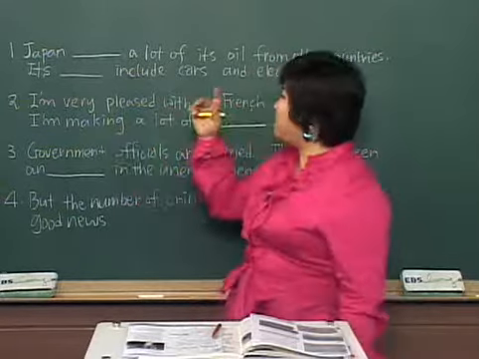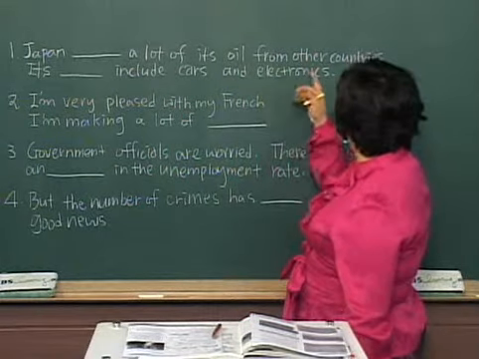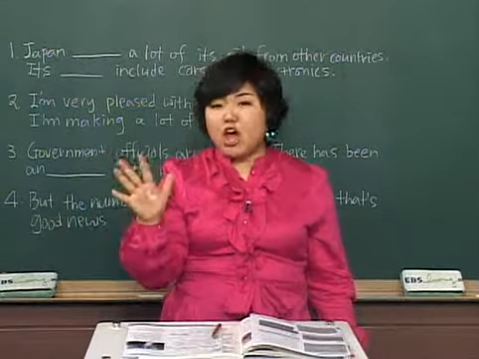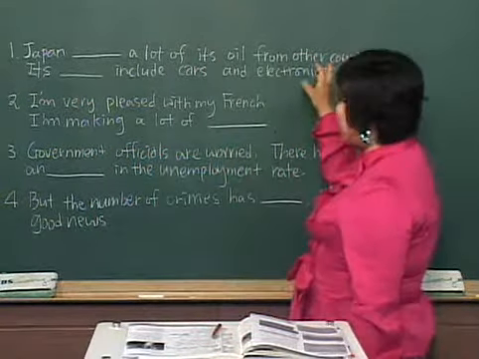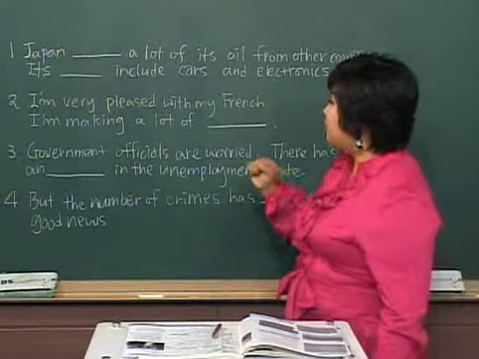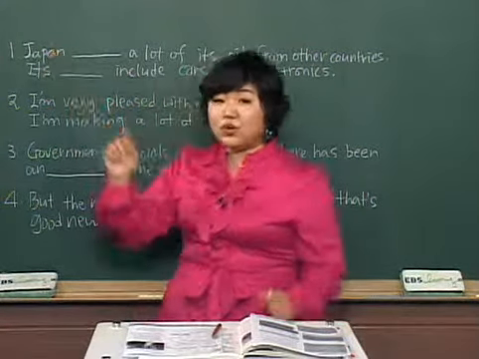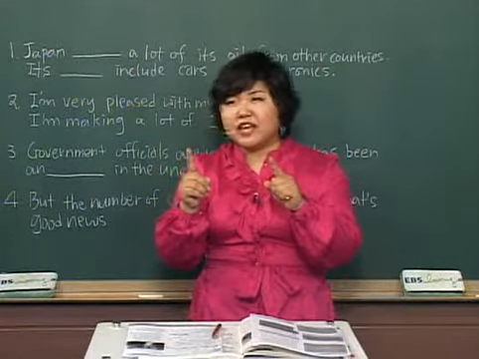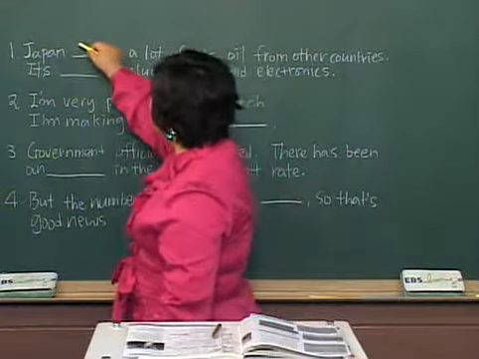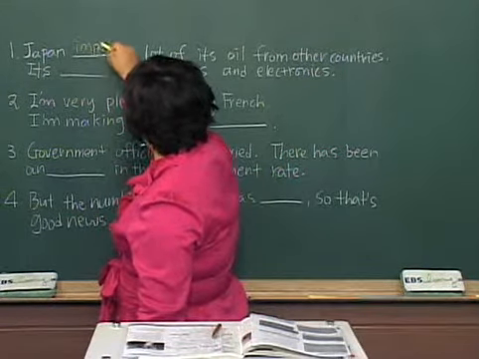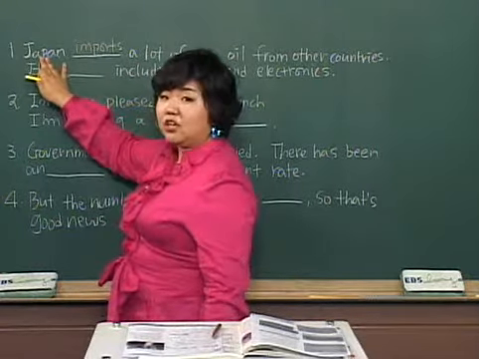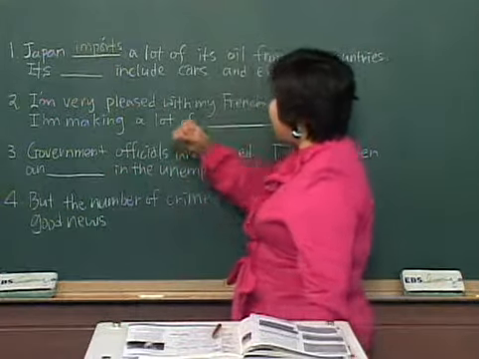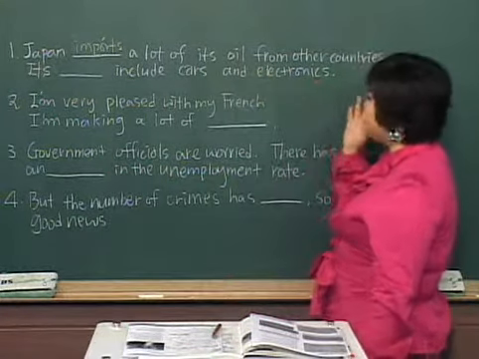Okay, number 1, Japan. A lot of its oil from other countries. Think about it. Is Japan an oil producing country? No. So, Japan, it imports, right? So, Japan is a subject here, and you need a verb, right? So, when it comes to verb, import is pronounced like import, right? So, you have to put imports, since it's a singular, right? So Japan imports a lot of its oil from other countries.